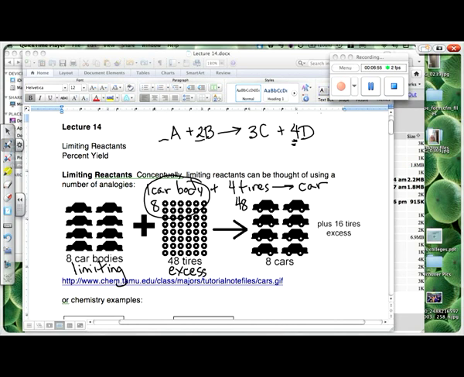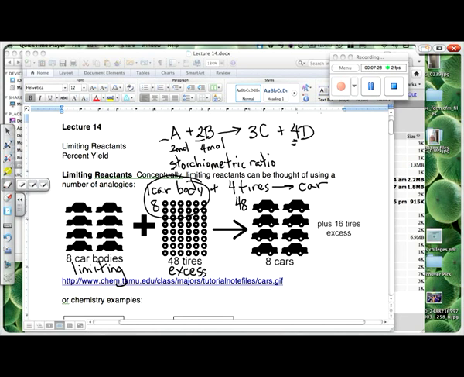If you are given, in chemistry, using this example that I have written up here at the top, if you're given moles, then it's easy. You're already there. You can divide by the coefficient. So if I have 2 moles of A and 4 moles of B, 2 divided by 1 versus 4 divided by 2 is actually the same number. This is the exact stoichiometric ratio I need. So there is no limiting reactant, okay? Because I got the same number when I divided by the coefficients.